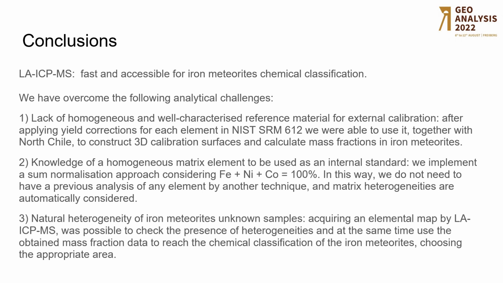automatically considered. And the third is the natural heterogeneity of iron meteorite unknown samples. By acquiring an elemental map by ICP MS, it was possible to check the presence of heterogeneities and at the same time use the obtained mass fractions data to reach the chemical classification of the iron meteorites, choosing the appropriate area.